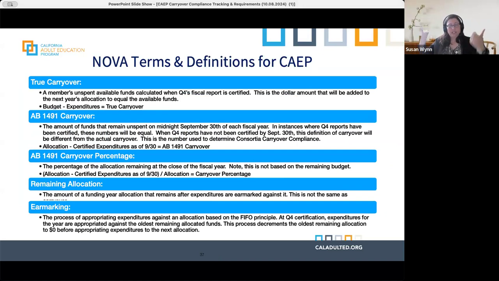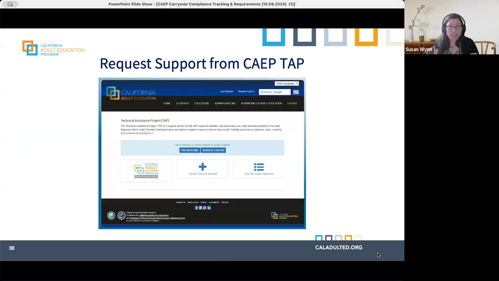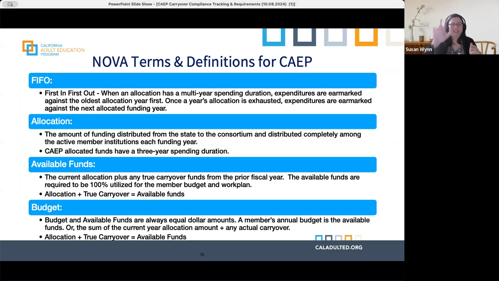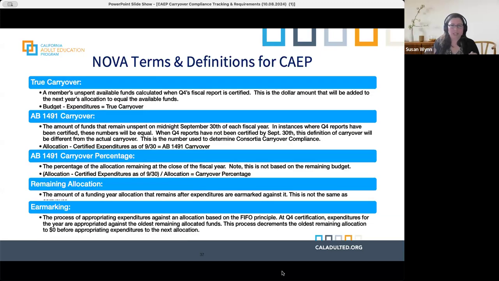The next two slides cover definitions and terms for Nova and for carryover compliance. I'm certainly not going to read all of these. They can get cumbersome, but it is brief definitions. So we've included them here for you to hopefully help out. So we've got explanations of FIFO, and then as we move forward, we get more into the AB 1491 or carryover compliance legislation, and the process of earmarking, because that can get confusing.